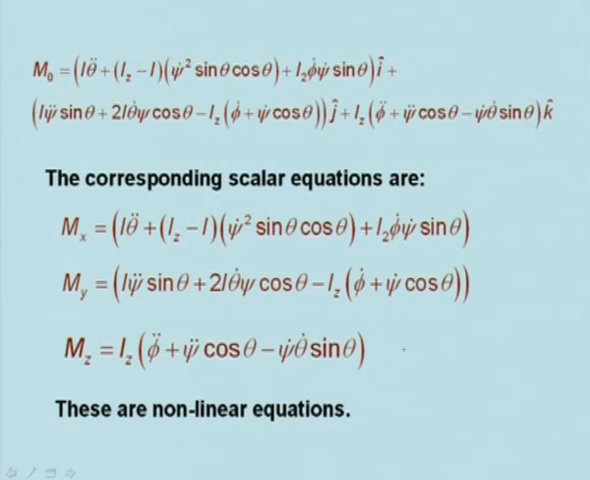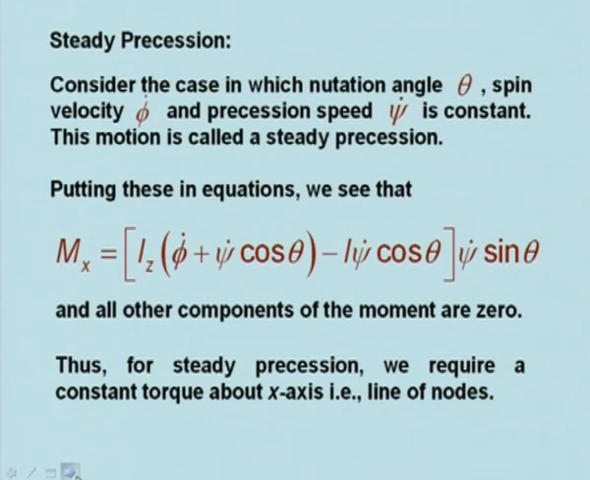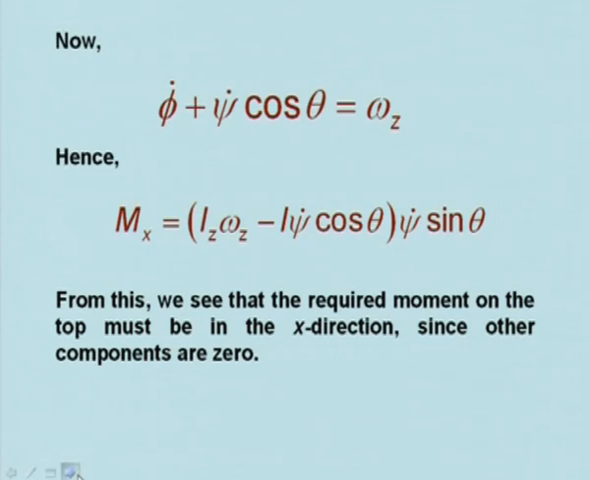These are the three equations and these are non-linear equations. So you see that solving them is a bit complicated job. Now let us discuss the steady precession. Now consider the case in which nutation angle theta, spin velocity phi dot and precession speed psi dot are constant. Then all other components of the moment are 0. Thus for steady precession we require a constant torque about the x axis, that is the line of nodes.